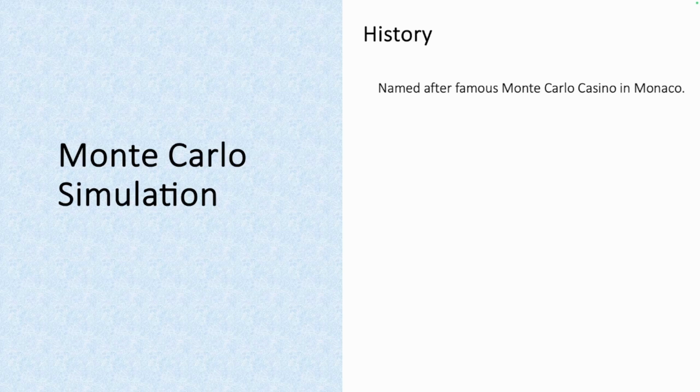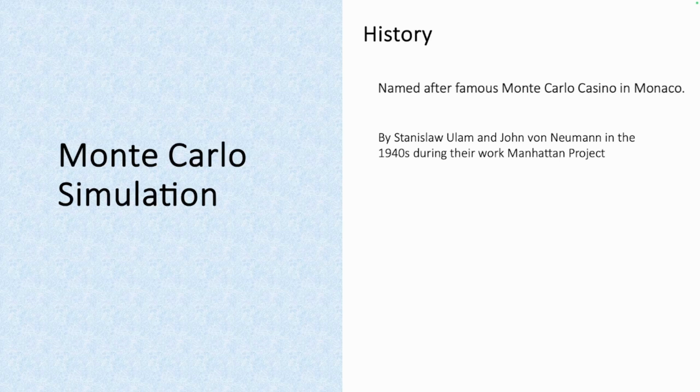Monte Carlo simulation was named after Monte Carlo Casino in Monaco. This was developed by Stanislav Ulam and John von Neumann. I hope I'm pronouncing their names correctly. And this was developed in the 1940s during their work on the Manhattan Project. Now, just in case you don't know what the Manhattan Project is, you should definitely look it up. And this method actually relies on random sampling and probability to solve some problems.